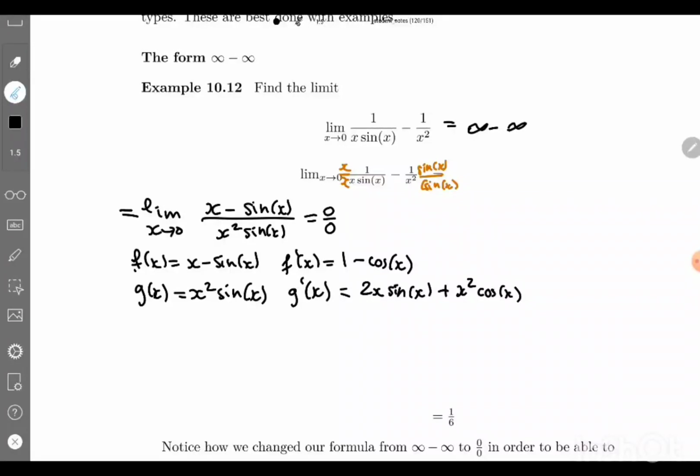Oof, this is disgusting. It's still going to be like that. If we plug in x goes to 0, we'll end up getting 1 minus 1 on top, and on the bottom we'll get 1 times 0 plus 0, so 0 plus 0 as well. So we'll still get 0 over 0 in this case.